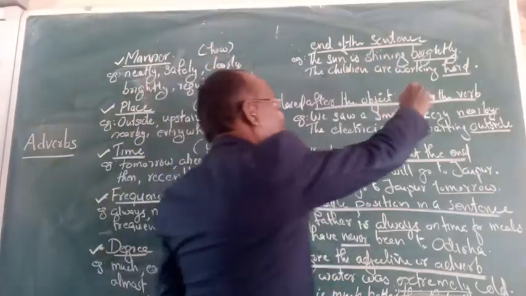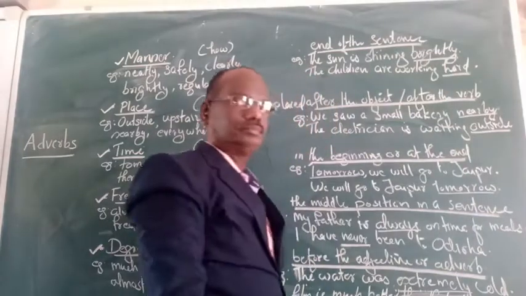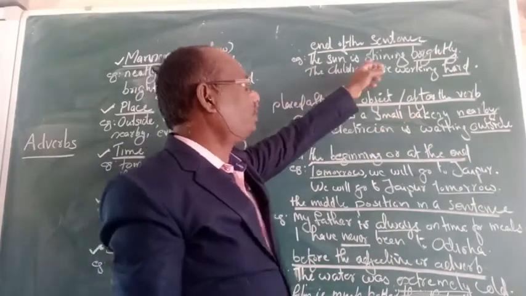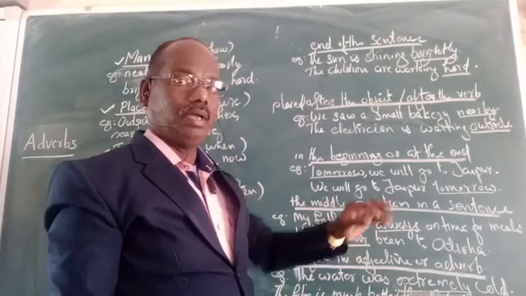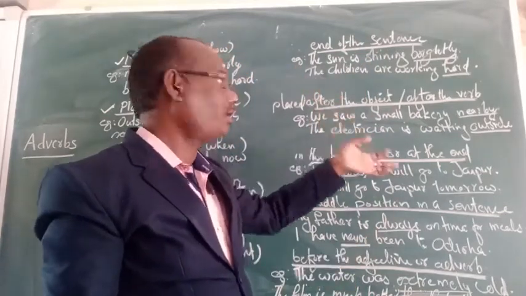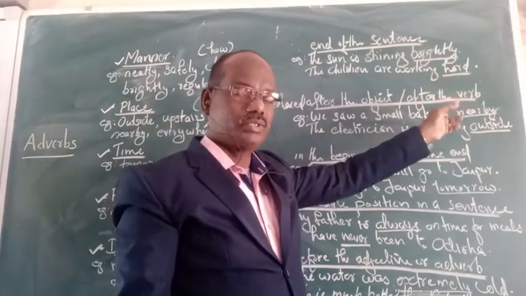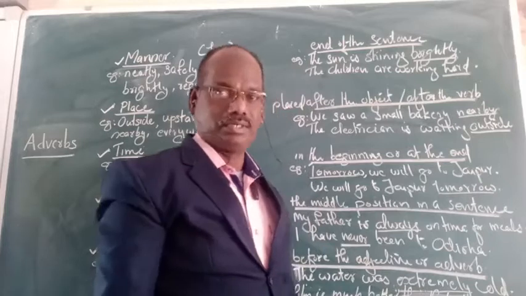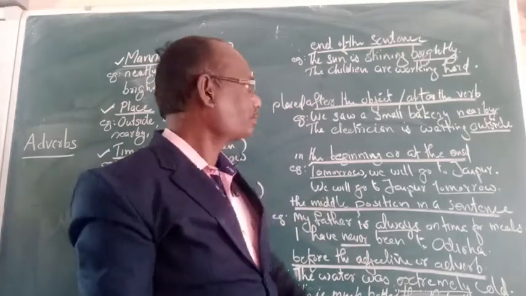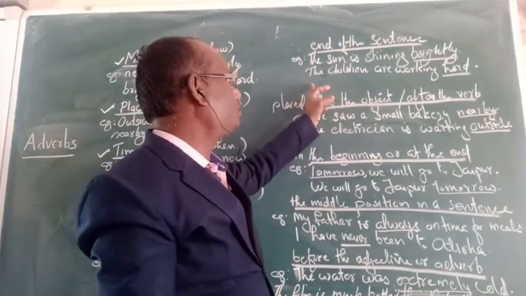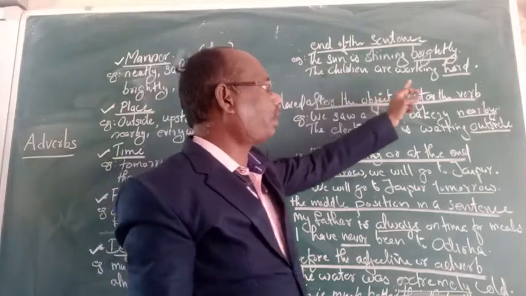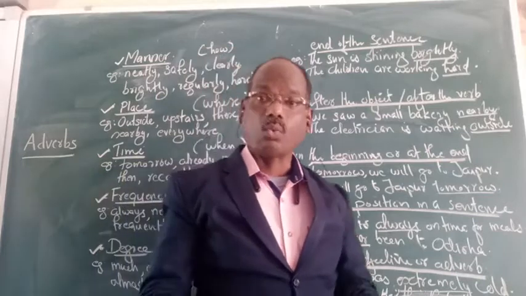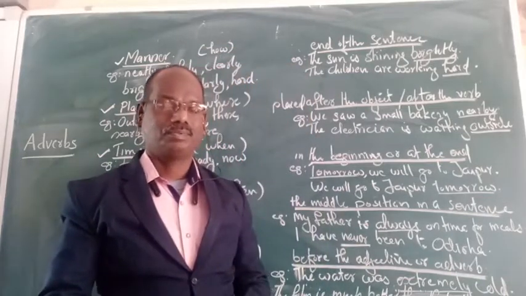The adverb here is brightly. It modifies the verb shining. How is the sun shining? Brightly. So that word brightly we are using at the end of the sentence. The second sentence we can see: the children are working hard. The children are working hard. How are they working?